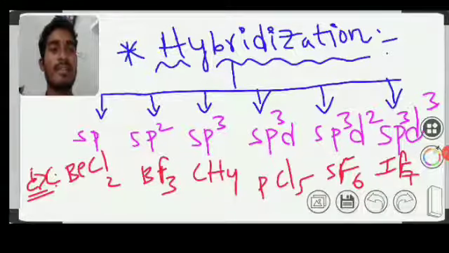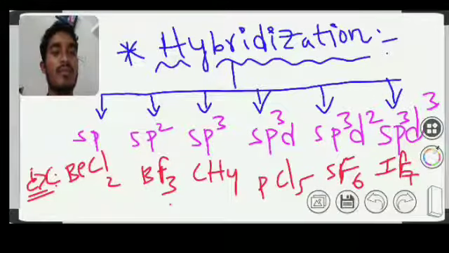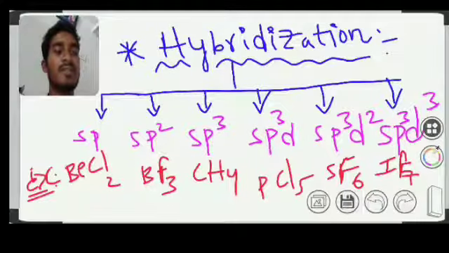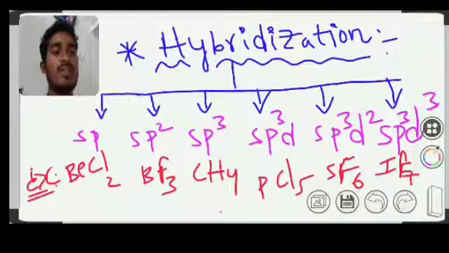Next, in the hybridization process, it is divided as sp, sp2, sp3, sp3d and sp3d2 hybridization. Beryllium chloride is the example of sp, boron trifluoride is the example of sp2, and methane is the example of sp3 hybridization. PCl5, phosphorus pentachloride, is the example of sp3d, and sulfur hexafluoride, or chloride, maybe halogen compounds, is sp3d2 hybridization. Next, iodine heptafluoride, or chloride in place of fluoride, is sp3d3. These are the types of hybridization.